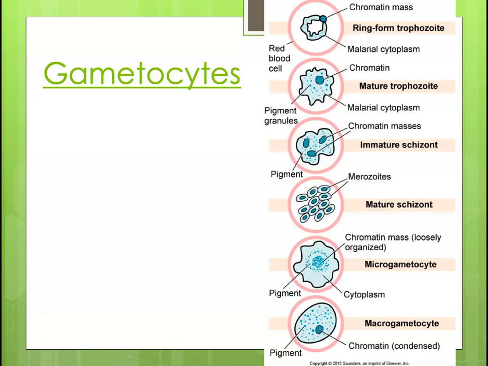The gametocytes are the male and female forms, specifically microgametocyte for the male and macrogametocyte for the female. The macrogametocyte has a more condensed chromatin mass. You'll see how the microgametocyte is very loosely organized. Also, the border of the cytoplasm looks more organized here, whereas this is more rough. And the chromatin dot tends to be off-centered, whereas this sometimes is more centered.